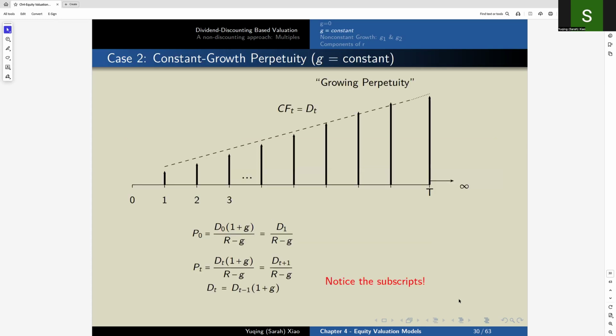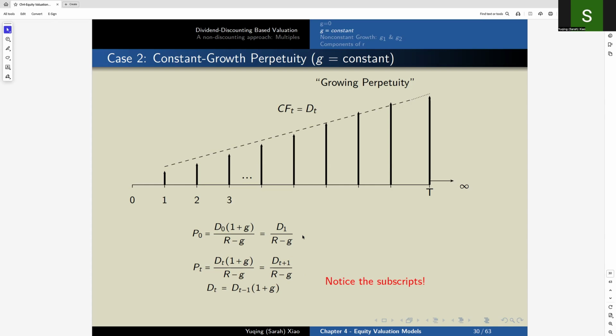Now let's make things more interesting. The constant growth case. Suppose dividends don't stay flat, but instead increase by the same percentage every year, say 5%. The timeline now shows payments that rise steadily year after year, forever. So how can we value this? Well, it's a growing perpetuity. You start with next year's dividend, not this year's, but the one coming up, D1. Then you divide that by the required return minus the growth rate.